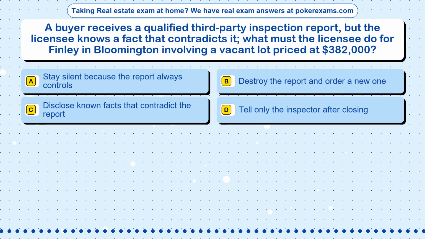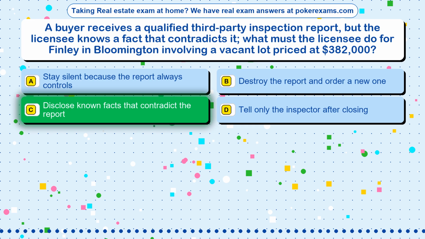Question 59. A buyer receives a qualified third-party inspection report, but the licensee knows a fact that contradicts it. What must the licensee do for Finley and Bloomington involving a vacant lot priced at $382,000? Option A, stay silent because the report always controls. Option B, destroy the report and order a new one. Option C, disclose known facts that contradict the report. Option D, tell only the inspector after closing.